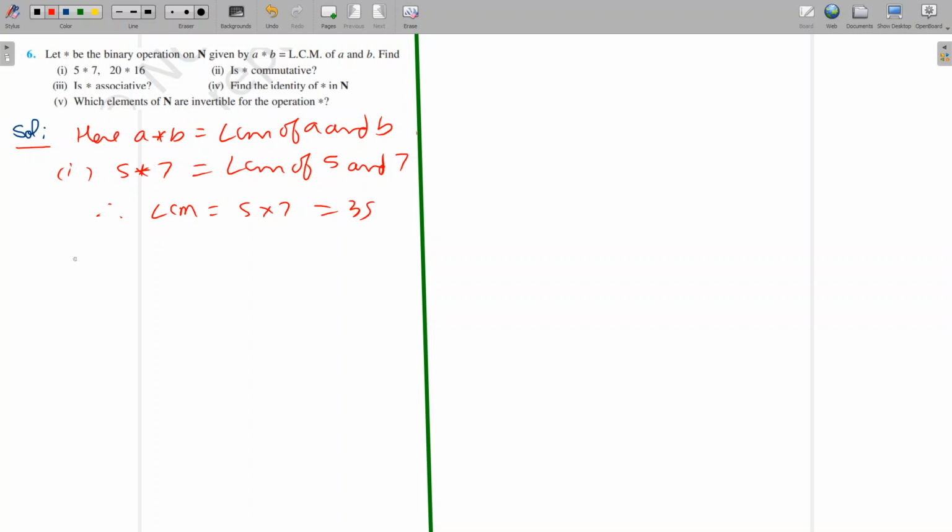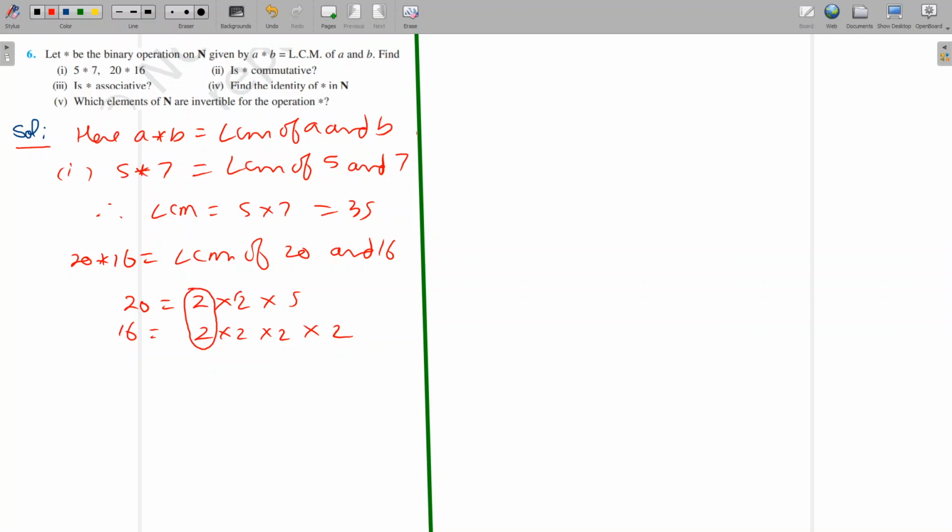Now let us do the second part. 20 star 16, that means LCM of 20 and 16. So we will find the prime factors. 20 is equal to 2 into 2, 4, 4 into 5 is 20. 16 is equal to 2 into 2, 4, 4 into 2, 8, 8 into 2, 16. Now the common factors in both 20 and 16 are 2 and 2. Therefore, LCM will be equal to 2 into 2, the common factors we multiply only one time, and with all the non-common ones, that is into 5.